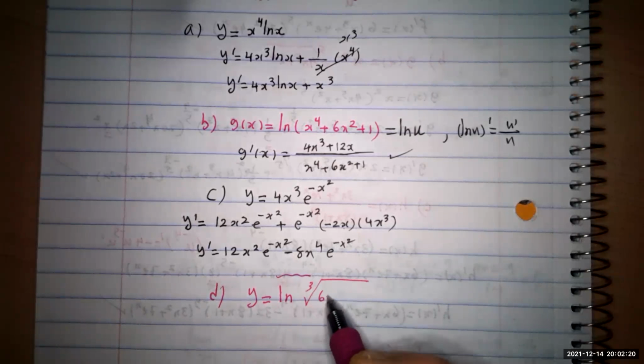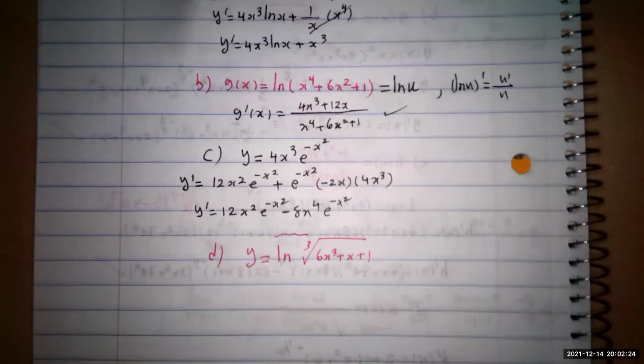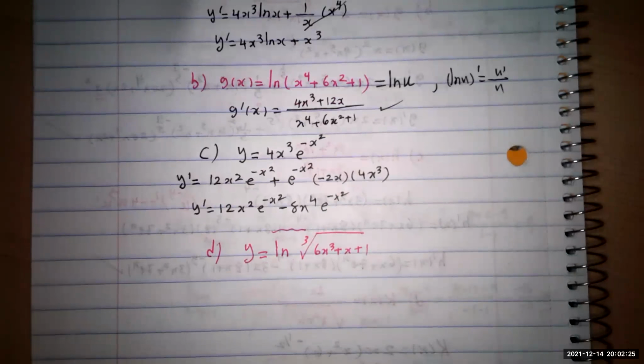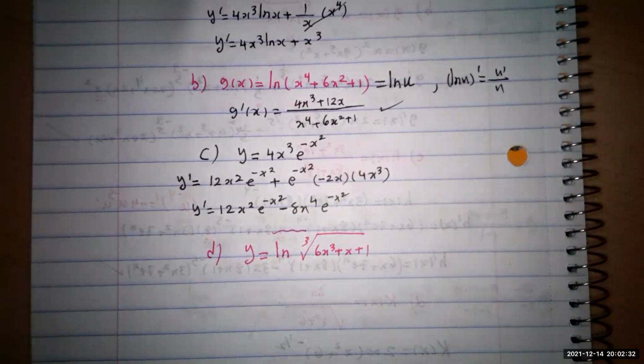Cube root of 6x cubed plus x plus 1. You can do it, you know that if you want to do it, you have to change the radical first. We always change the radical. So change the radical again here, but you can use an extra property of the ln to simplify it a little bit more. Okay, so that's the idea.